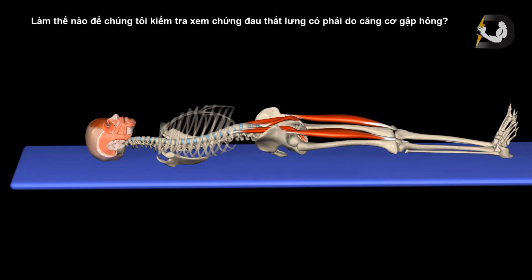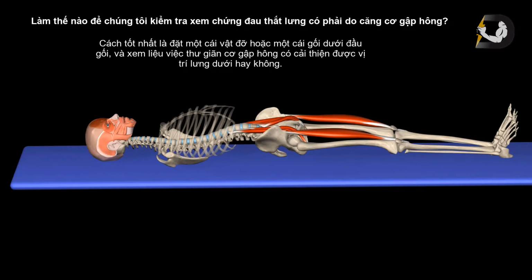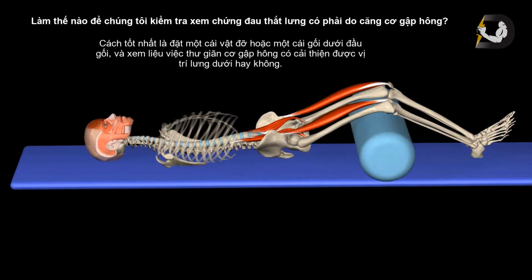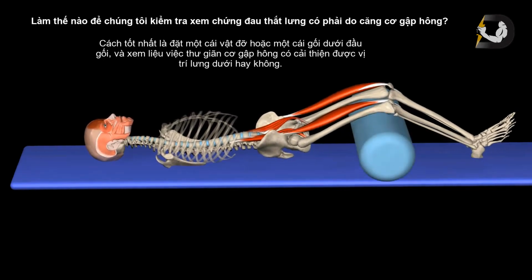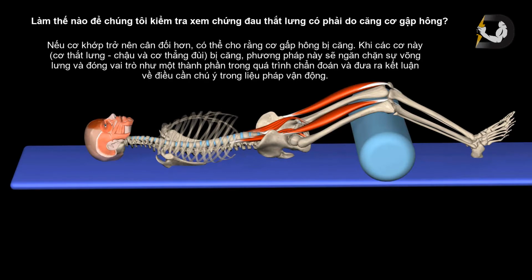How do we test whether lordosis is caused by tight hip flexors? The best way is to place a bolster or pillow under the knees and see whether relaxing the hip flexor muscles improves lower back position. If the lordosis becomes more balanced, it can be assumed that the hip flexors are tight.